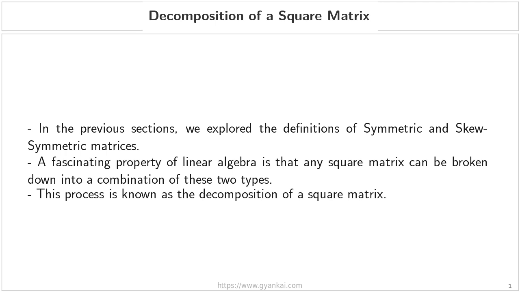This mathematical process of splitting a matrix into these two distinct parts is known as the decomposition of a square matrix. In the upcoming slides, we will examine the fundamental theorem that allows this to happen, the logic behind the formula, and we will work through a step-by-step example to see exactly how it is done.